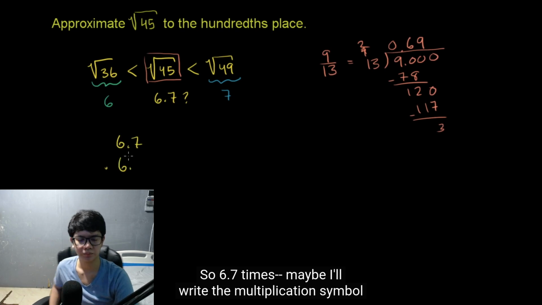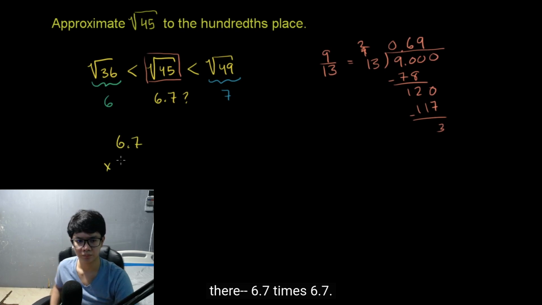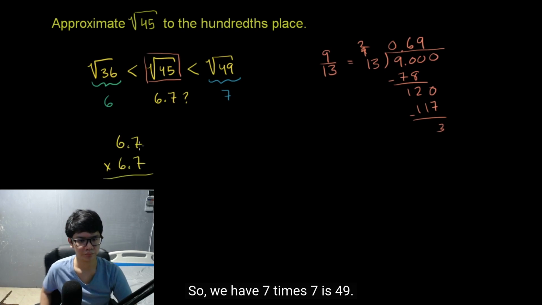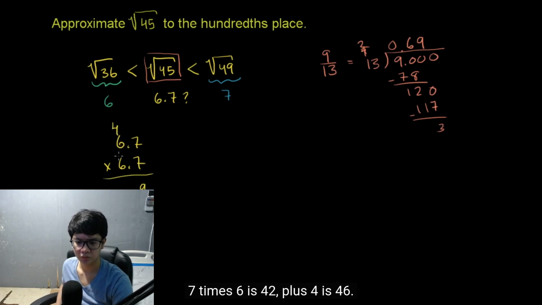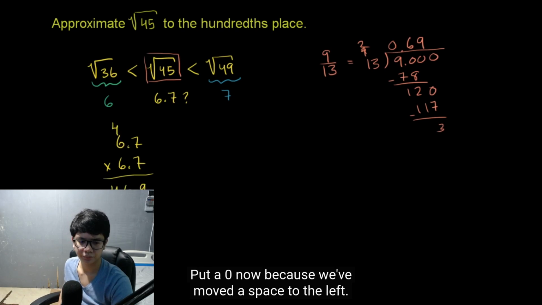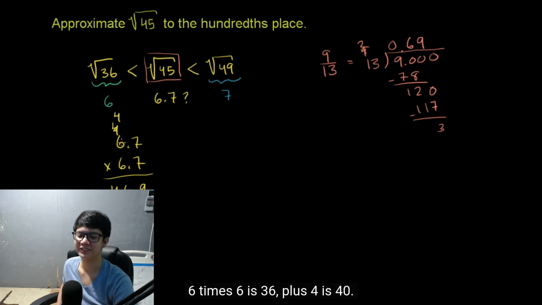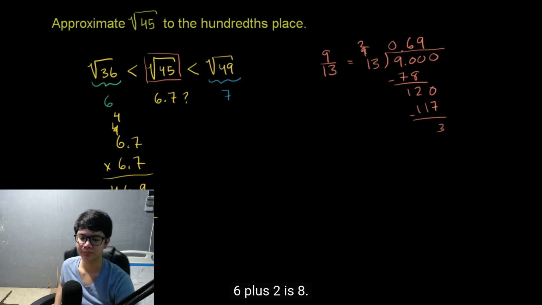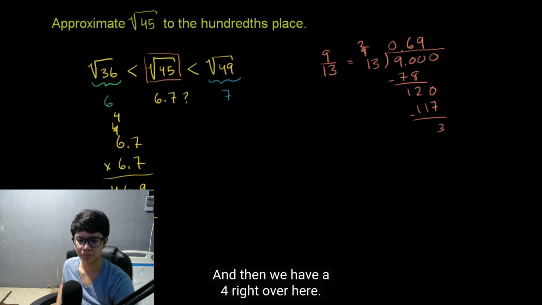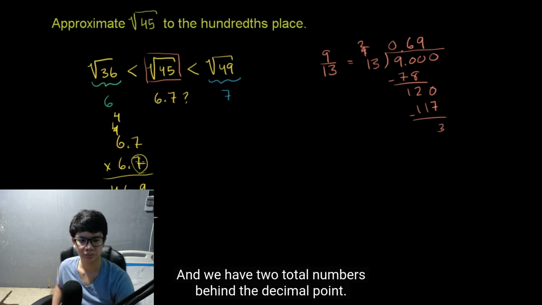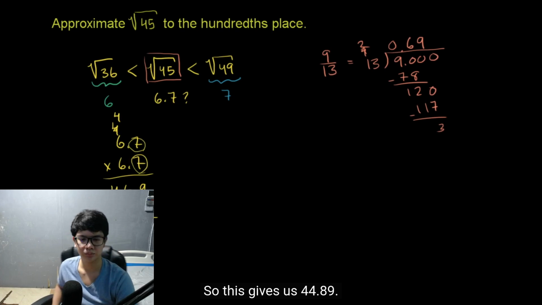6.7 times 6.7. So we have 7 times 7 is 49. 7 times 6 is 42, plus 4 is 46. Put a 0 now because we've moved a space to the left. So now we have 6 times 7 is 42. Carry the 4. 6 times 6 is 36, plus 4 is 40. And so 9 plus 0 is 9. 6 plus 2 is 8. 4 plus 0 is 4. And then we have a 4 right over here, and we have 2 total numbers behind the decimal point. So this gives us 44.89.